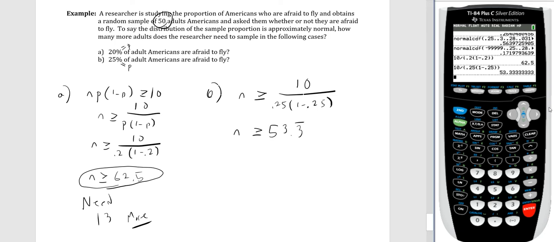Again, note that n needs to be bigger than that, so 53 won't cut it. That means that they need 4 more, since they have 50 already.